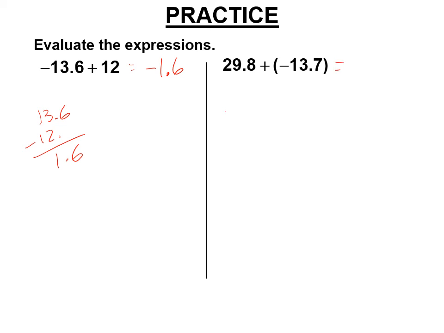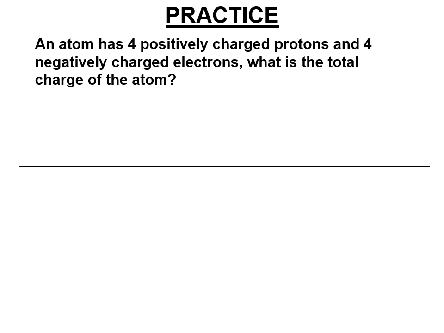This next one's going to be positive because there's more of the positives. Decimal point goes straight down, and it's positive 16.1 is what I'm getting. 16 1/10. And an atom has 4 negatively charged, I mean four positively charged protons. I read that wrong because protons are positively charged. So 4 positively charged protons and 4 negatively charged electrons. What is the total charge of the atom? This is 0. This is in the standards. That's why it's in the practice here. It's just showing you what's the name of the property? The inverse property of addition.